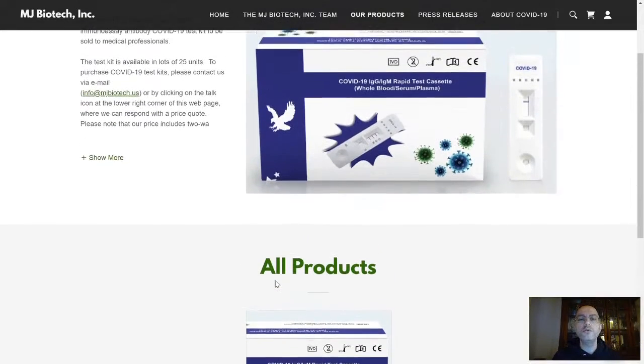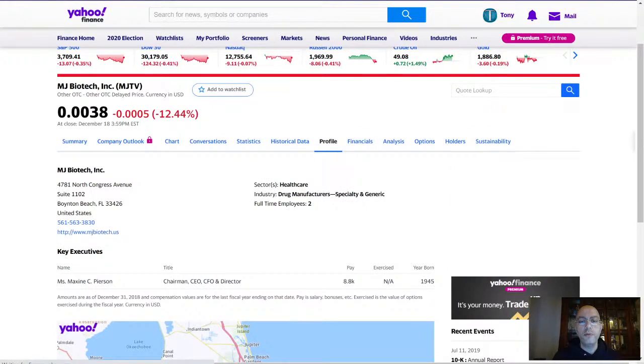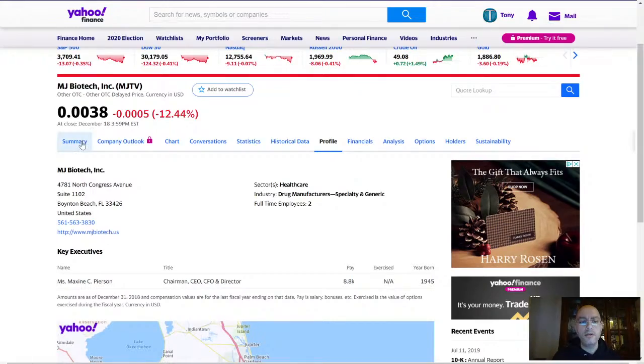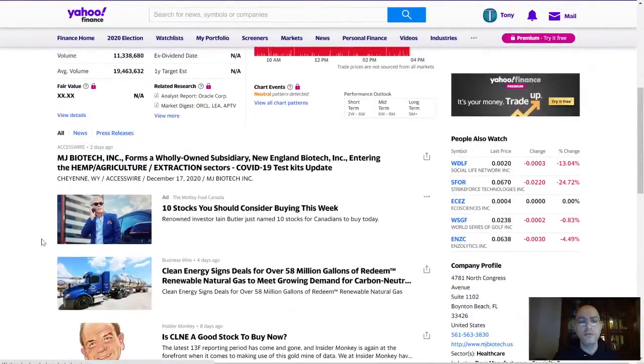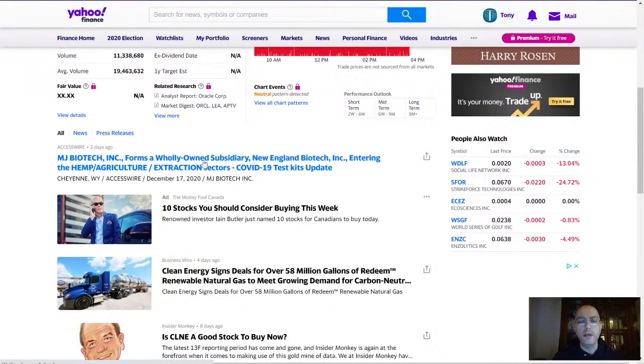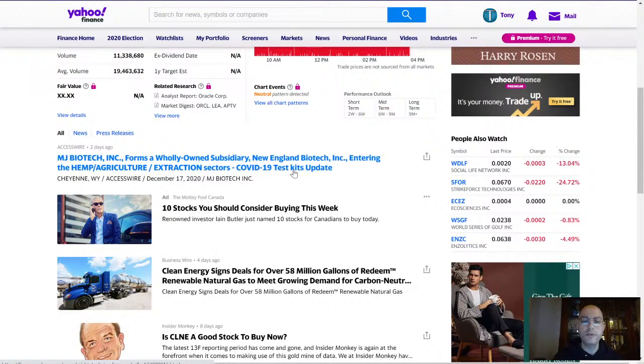I read also the news. So I go back to Yahoo, go back to the summary and look at the news. They opened a new wholly owned subsidiary, New England Biotech, entering into the hemp business.